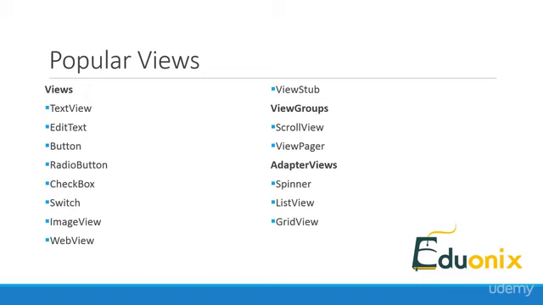View groups are more complex derivations of the View class that are designed to contain other views. This is a base class for layouts and views like the scroll view and view pager. Another popular derivation of the View class is the adapter view group of classes. These views use a separate adapter object to determine the contents of each of their child views. They include views like spinners, list views, and grid views.